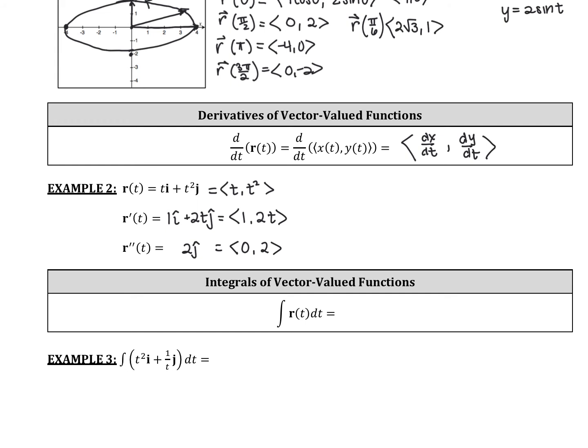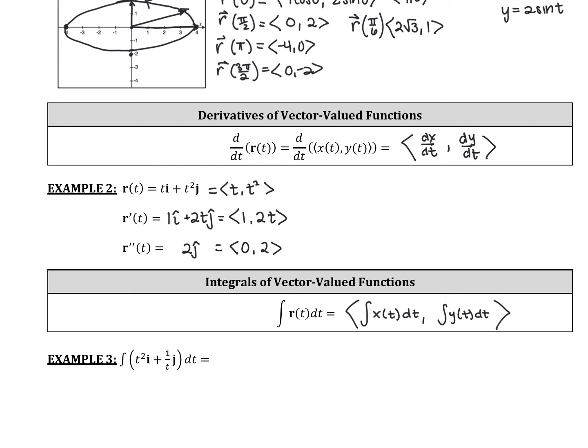Okay, so that's derivatives. Now, we need to take integrals of vector-valued functions. And guess what? When we take the integral of vector-valued functions, it's too going to be a vector, and we can integrate each component separately. So the integral of our vector-valued function r of t is the vector of the integral of x of t and the integral of y of t with respect to t. I need an angled bracket. And that's how we find the integral.